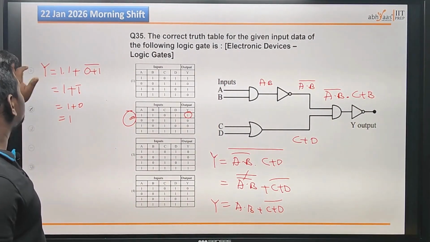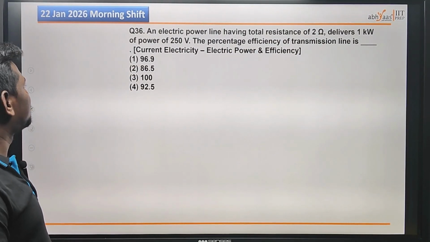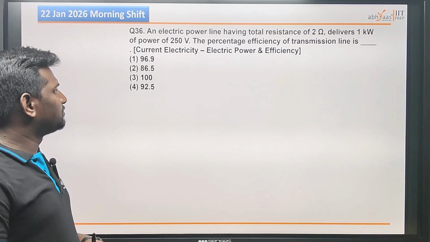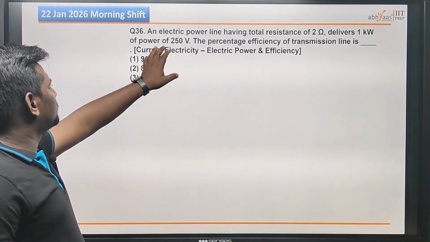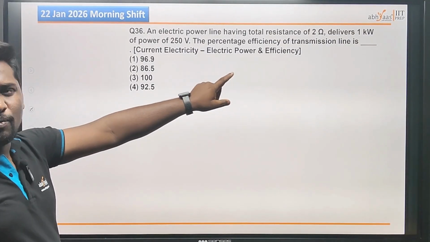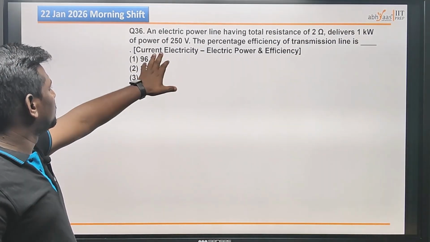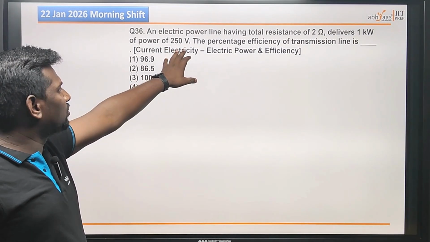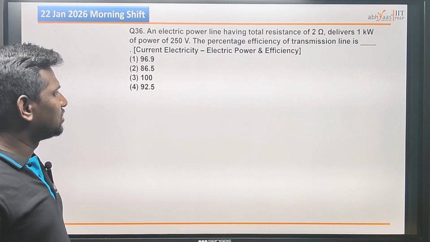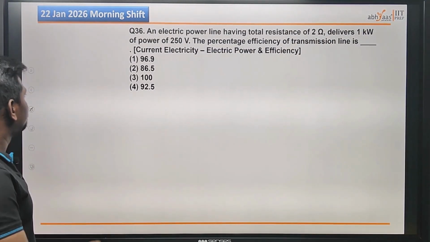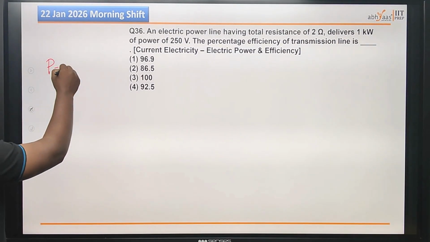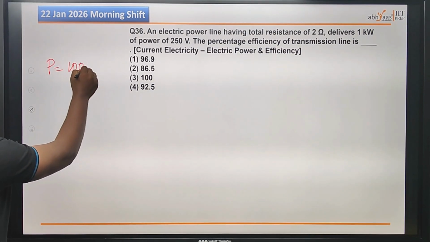So, let's get into the next question. Question number 36, which is from current electricity, based on efficiency. The electric power line having total resistance 2 ohm delivers 1 kilowatt power. They have given voltage also, 250 volts. Find the percentage efficiency of the transmission line. Power they have given is 1 kilowatt, kilo can be written as 1000 watt.